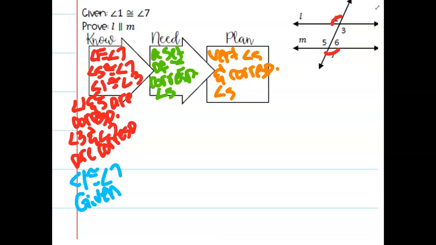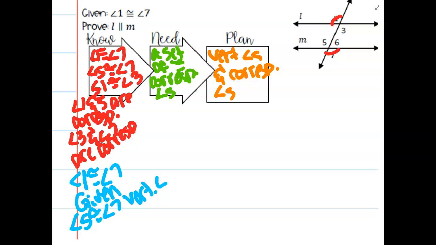Okay, angle 5 is congruent to angle 7. Do I need that for my proof? I need that. Okay, so angle 5 is congruent to angle 7 because it is a vertical angle. Angle 1 is congruent to angle 3. It's true, but do I need it for my proof? Yeah, that's not necessary, so we don't need to write it down. Angle 1 and 5 are corresponding. Do I need that for my proof?